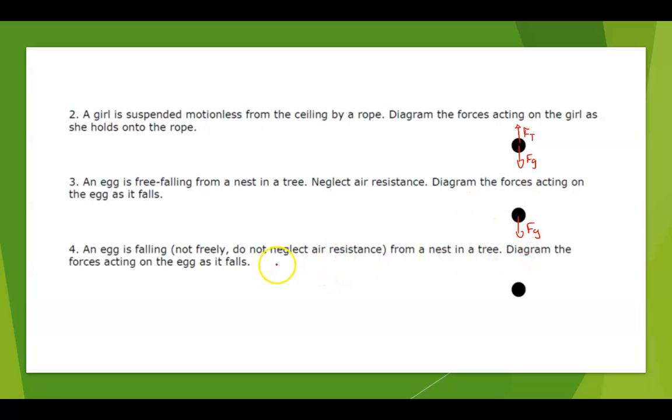Now, if we did not neglect air resistance, you've got the force of gravity acting on it, but you'll have a force of friction. Assuming that this is still accelerating and has not reached terminal velocity yet, the gravity will be longer than the force of friction.